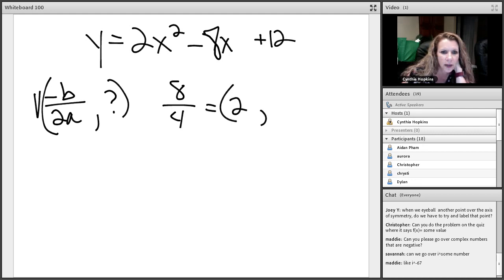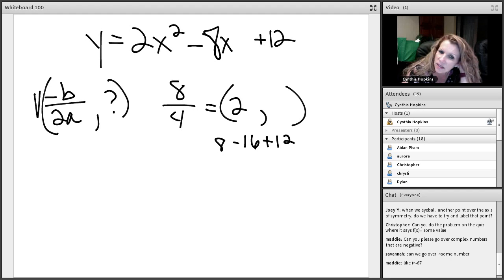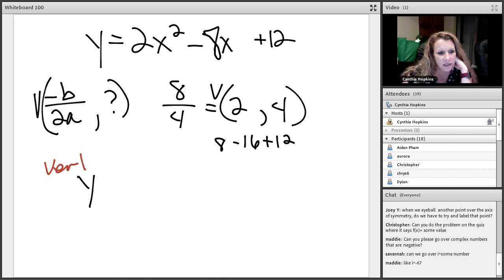To figure out what my y is, I go back and plug this in. Okay, so 2 squared is 4 times 2 is 8. Then I get minus 16 plus 12. So my 8 minus 16, okay, I end up with 4. There you go. So my vertex is (2, 4). Okay, and you have to know your vertex form. Let me write in red. This is vertex form. I'm going to write it out with only variables. Okay, and if you didn't know this from your quiz today, you better figure it out and memorize it.